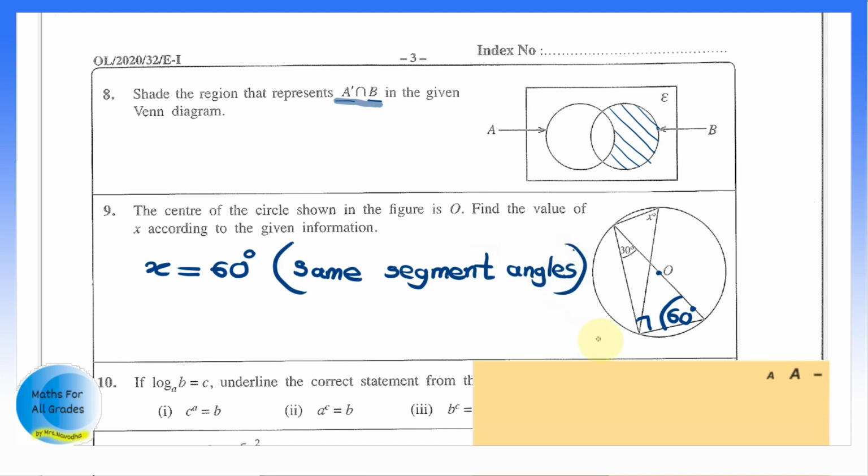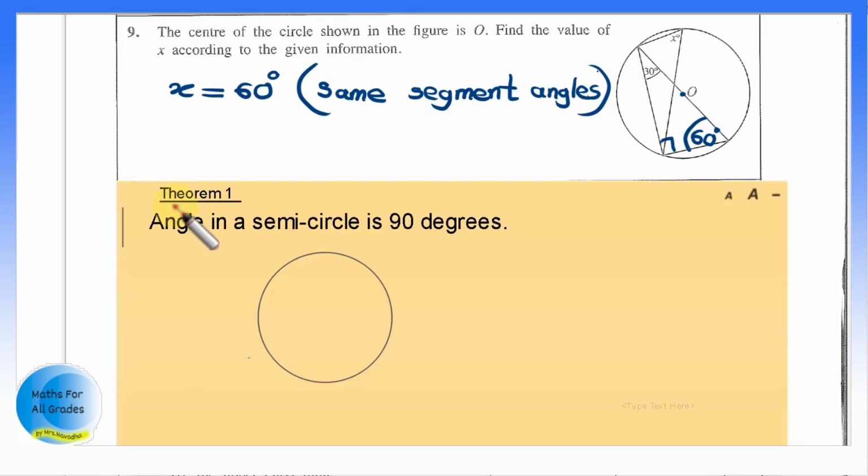This is it. This is the answer. Now I'll explain all the theories behind this question. It's a lot easier than you think. Now this is the first theorem that you should know. Angle in a semicircle is 90 degrees. Here it says semicircle. Semicircle means half of a circle.